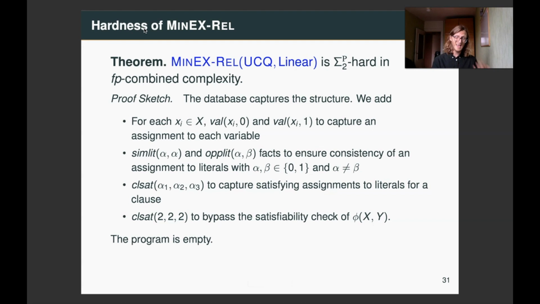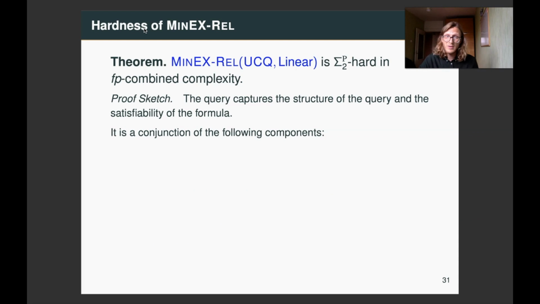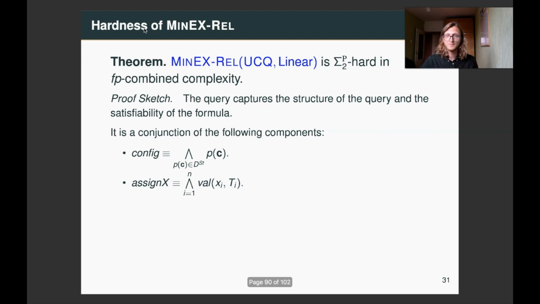And the program is empty, so this proof actually works not only for linear but for any fragment that we are considering in FP combined complexity. So the query is the place where we capture both the structure of a formula and the satisfiability of this formula. It is a conjunction of the following components. First of all, we ask for all the structural facts that are in the database. That is, all the facts apart from this clause-sat 222. That will be our distinguished fact, which is required to be in every minimal explanation.